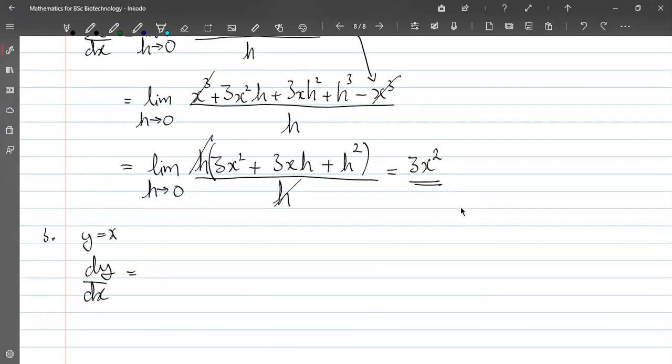Again, those who study differentiation know that this should be 1. Yeah, it is 1.